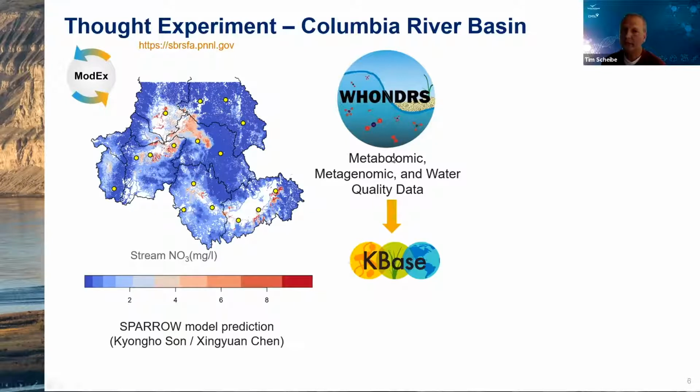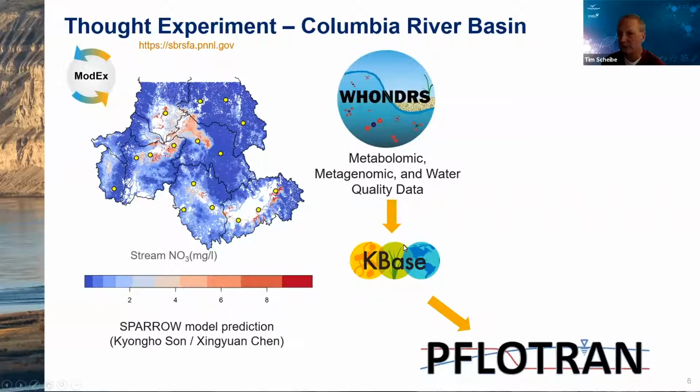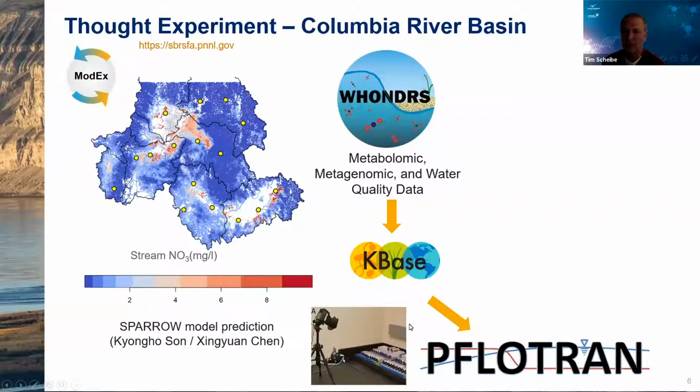Now, if we take the metabolite information, the metagenomic information, and put that into KBase, we can begin to generate reaction models that can be solved using tools like PFLOTRAN to actually estimate local rates and how they might vary as a function of hydrologic variations. And again, we have the second stage of our MODEX cycle where we can couple that to experiments. So if we've predicted a particular reaction is occurring at a particular rate, we might test that against laboratory experiments using samples from those same locations.